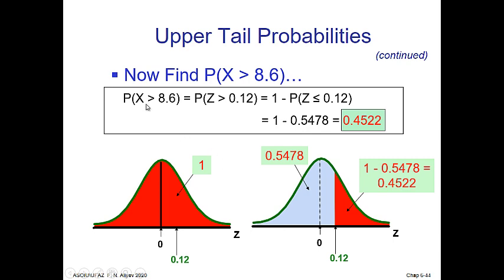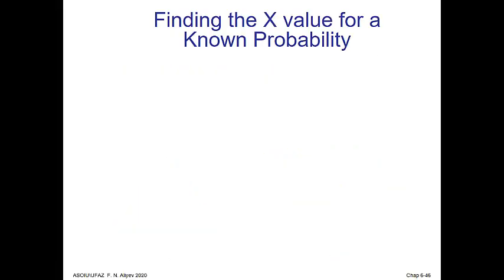Okay, so look at this: probability of X more than 8.6 equals probability of Z more than 0.12. It's equal to 1 minus probability of Z less than or equal to 0.12, and this equals 1 minus 0.5478. We calculated that in our previous example, so the answer is 0.4522.